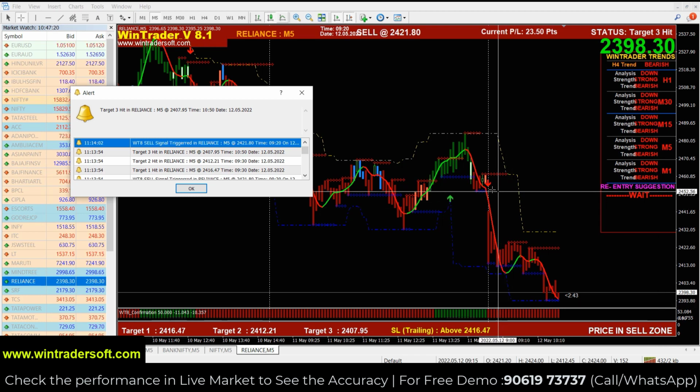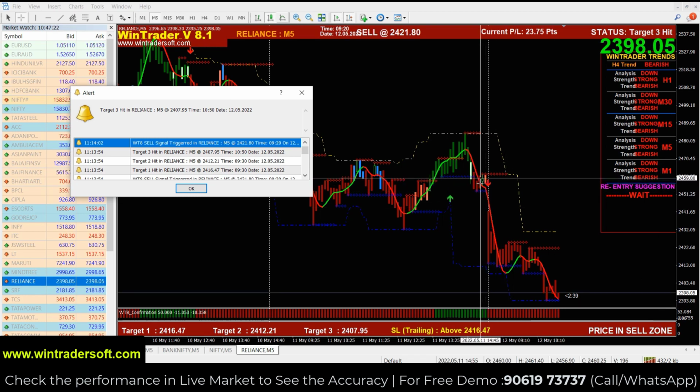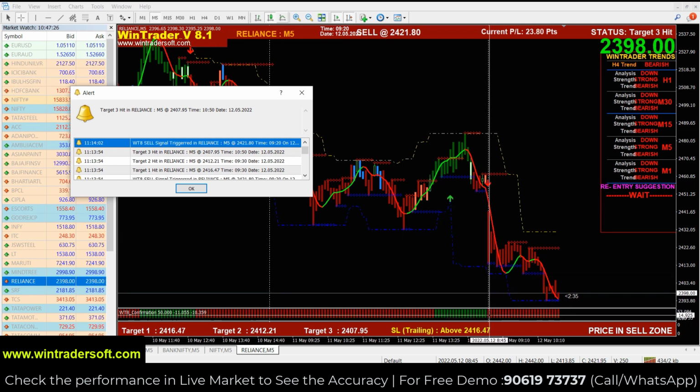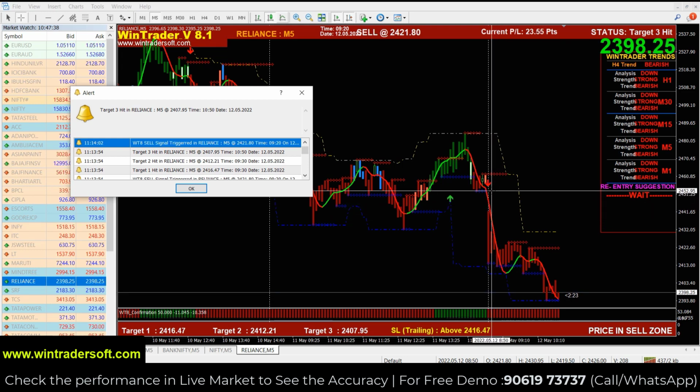After that you have to check the second confirmation. For the second confirmation, we got the arrow here now, and below the arrow you can see there is a bar, that is our confirmation bar. The bar should be in the same color as the signal. It means if it is a sell signal, the bar should be in red color. So you have to check only two parameters. First the arrow will come, and as per the arrow you have to check the confirmation.